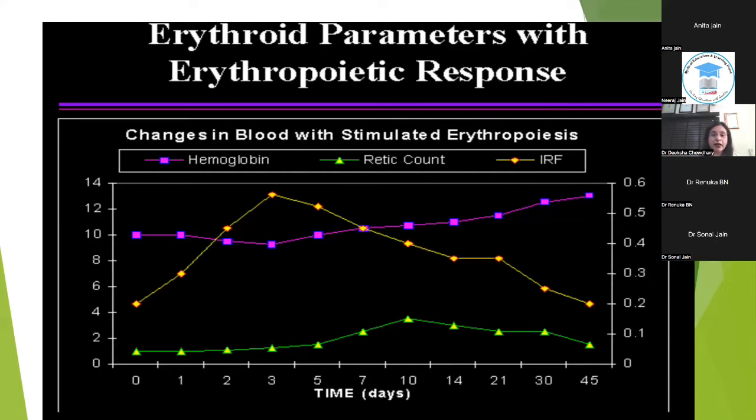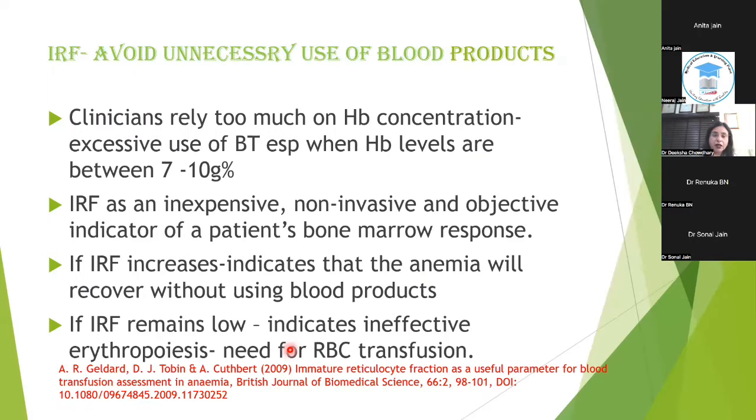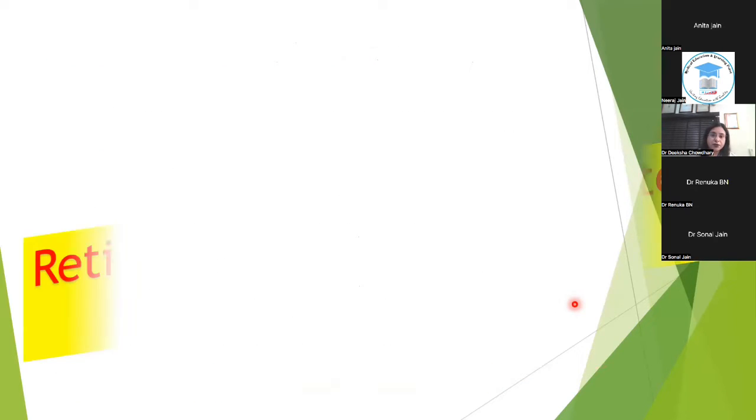So this was a study, and we can see a graph from this study, which shows that IRF increases on the very first day, in a few hours after erythropoietic response, while the reticulocyte count takes days to increase. Now, IRF can therefore be used to avoid unnecessary use of blood products. So if it increases, it indicates that the anemia will recover without using blood products, while if IRF remains low, it indicates ineffective erythropoiesis and a need for RBC transfusion.